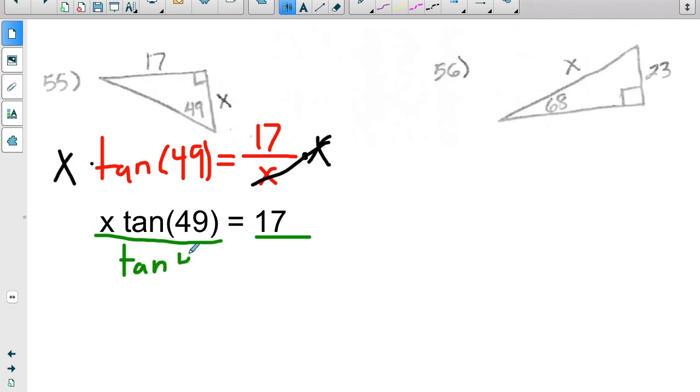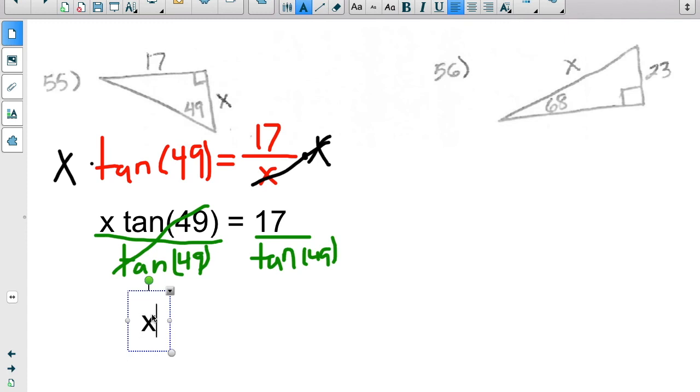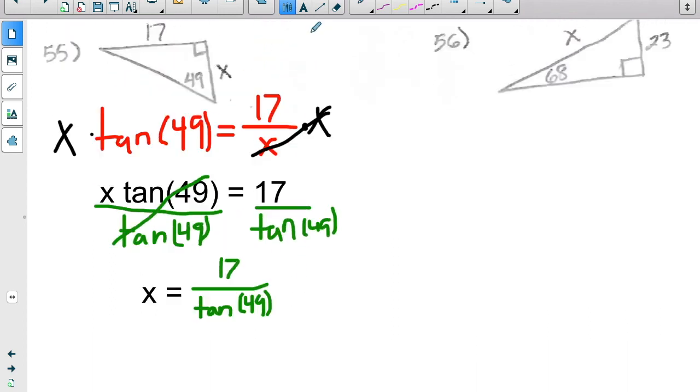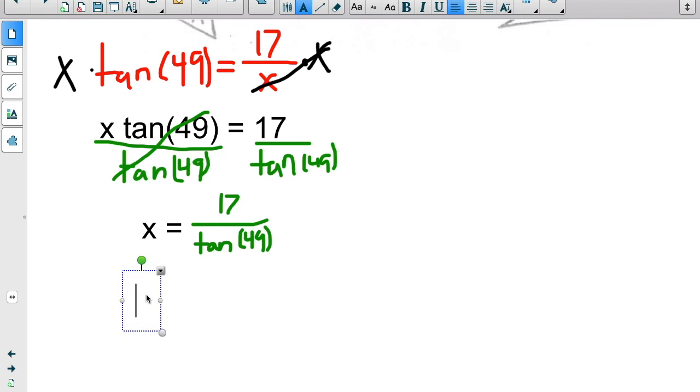tangent of 49 degrees. We can't divide both sides by 49 because tangent and 49 are stuck together, stuck together like glue. So they're not going anywhere. We can't just separate them apart. So we have to divide both sides by tangent of 49 degrees. And what that'll give us is that x is equal to 17 divided by tangent of 49. Now, x is by itself because we had to divide both sides by tangent of 49 degrees.